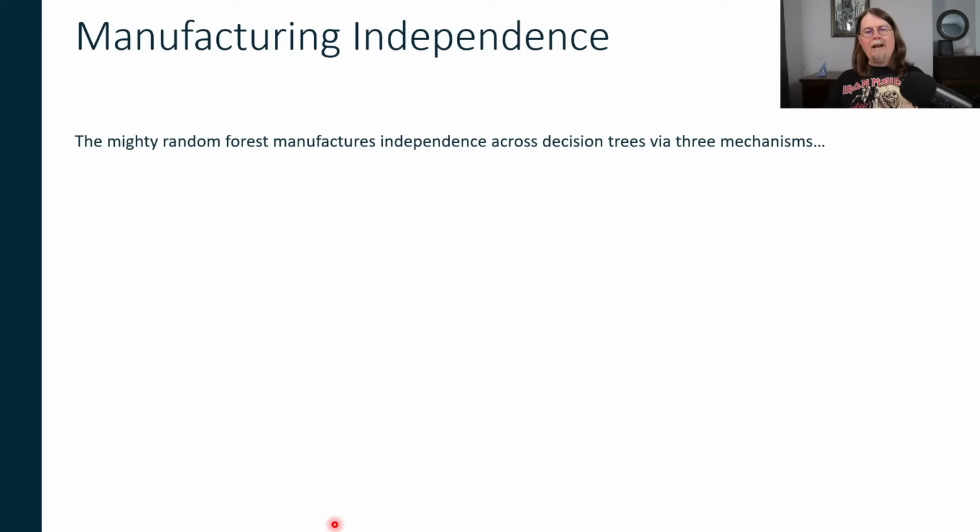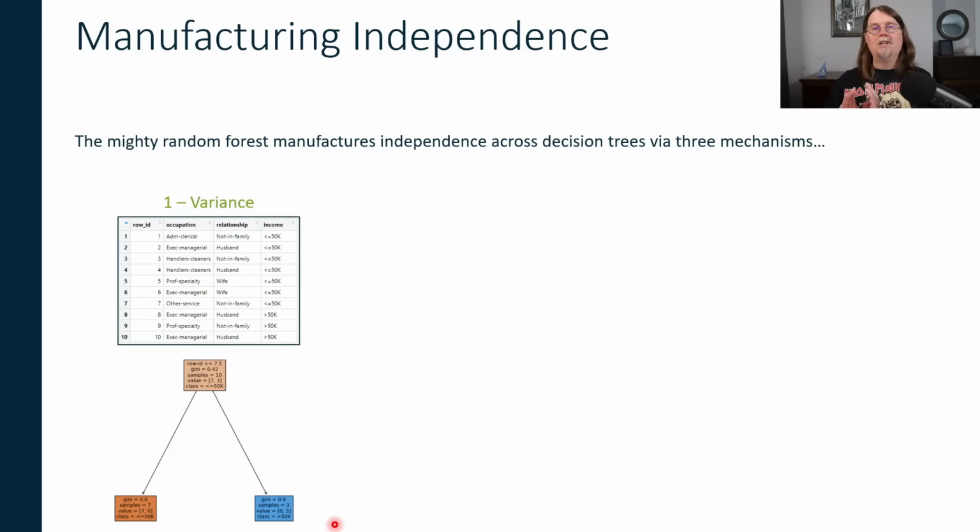So the mighty random forest, the algorithm, manufactures independence across many, many decision trees using three mechanisms. And the first one we've already talked about, which is the random forest takes advantage of the high variance of decision trees and says, look, I can use that. If I alter the data that I give to a tree inside the forest, it'll probably be different than the other trees. So I'm going to do that. So that's the first thing it relies on: the high variance of decision trees.